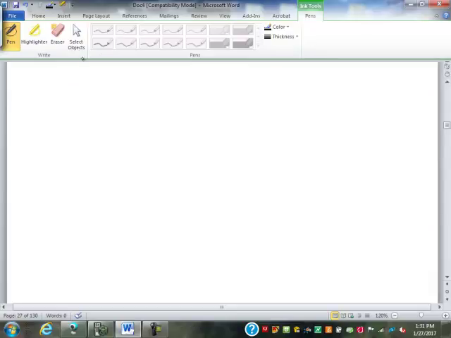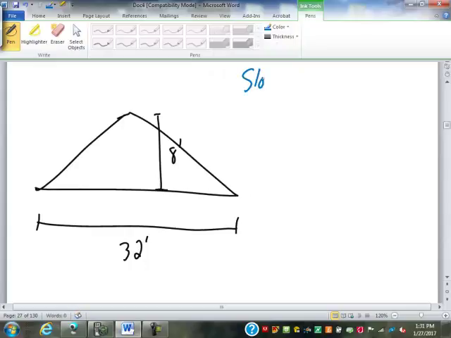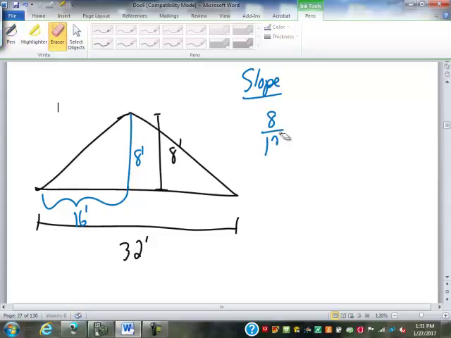Or, let's say you have a truss that has a 32-foot span and an 8-foot rise. I want to find the slope. Well, this is 8 feet, right? What's my run? 16 feet. So 8 over 16 is my slope.